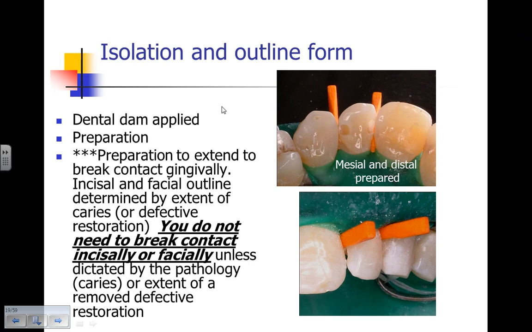Our isolation is done with the application of a dental dam. Wedges are put mesial and distal to create rapid separation between the teeth to compensate for thickness of the matrix band, and also to protect the dental dam from being torn during preparation, and also protecting the adjacent teeth.